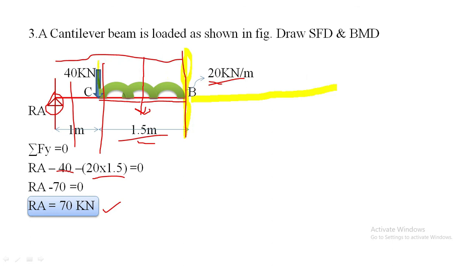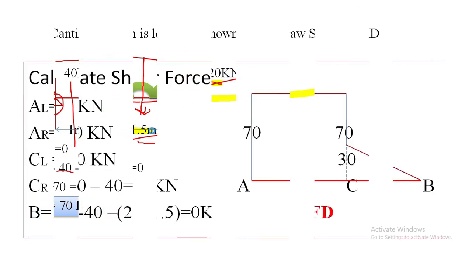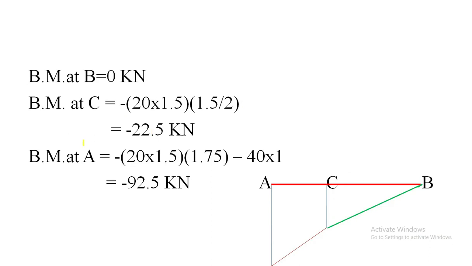Now come towards the bending moment of C. While taking bending moment of C, look towards the free end. At the free end there is a UDL. While converting the UDL into a point load, the point load value is 20 into the UDL distance, which is 1.5 meter. So 20 into 1.5, minus, because it is going in the downward direction. So minus 20 into 1.5.